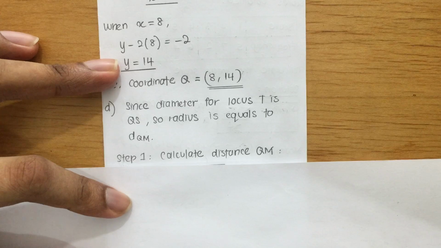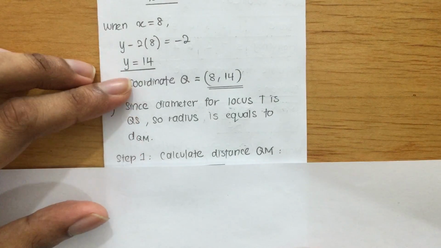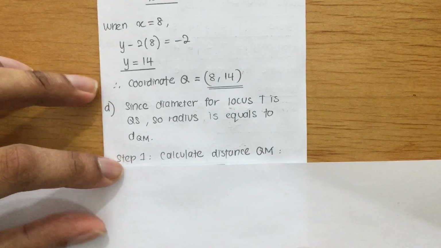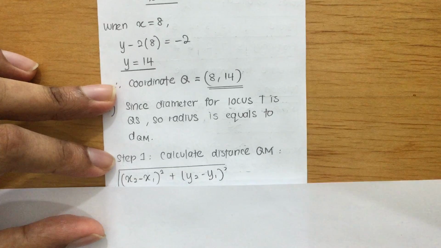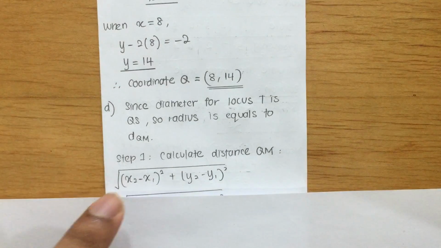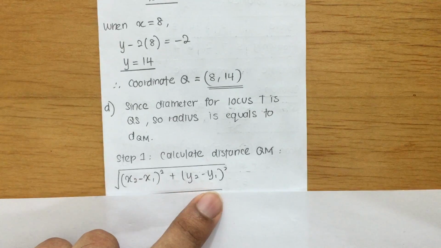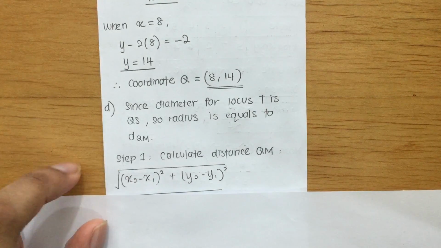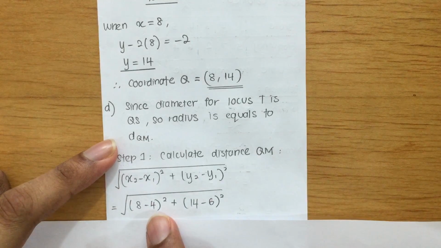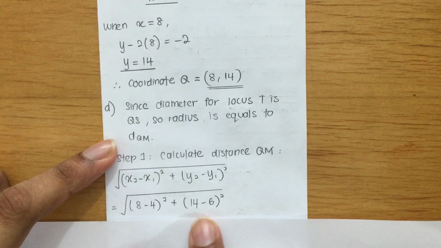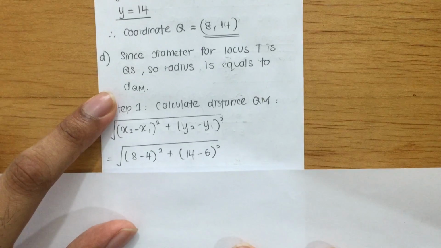So step 1 is we need to calculate the distance of QM. The coordinate Q we have already found just now. The coordinate M is already given in the question. So we can use them to calculate the distance, guys. You need to use this formula, x2 minus x1 square plus y2 minus y1 square, and then you square root the whole equation. So 8 minus 4 square plus 14 minus 6 square, and then you square root the whole equation. Proceed to the next step.